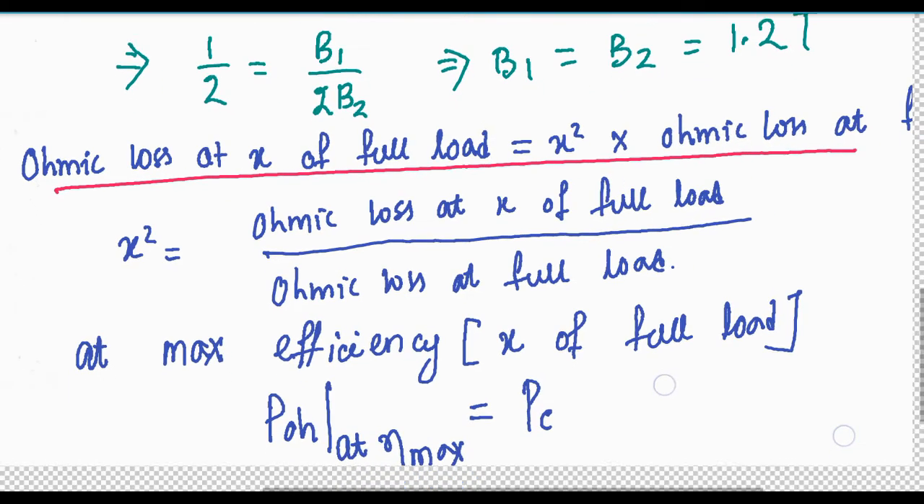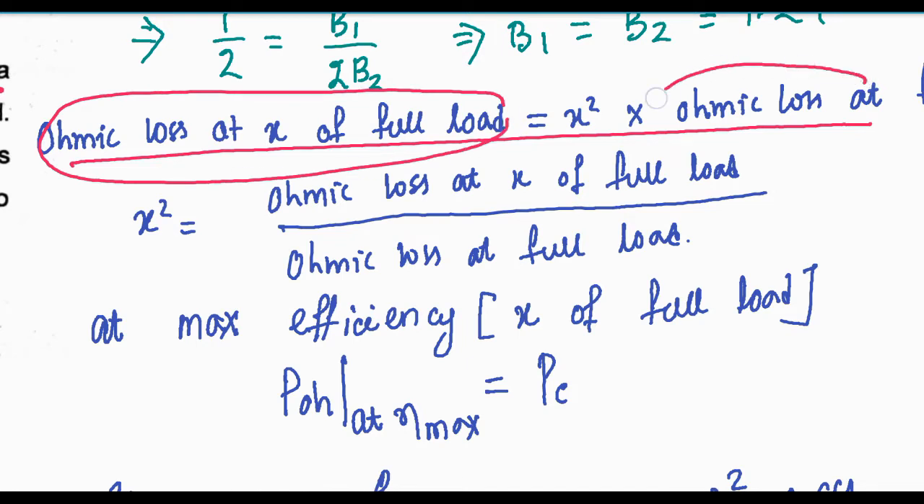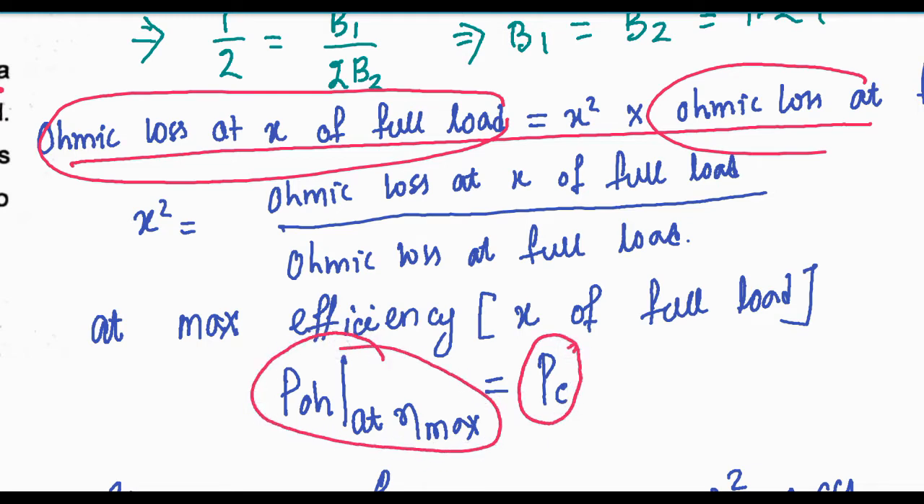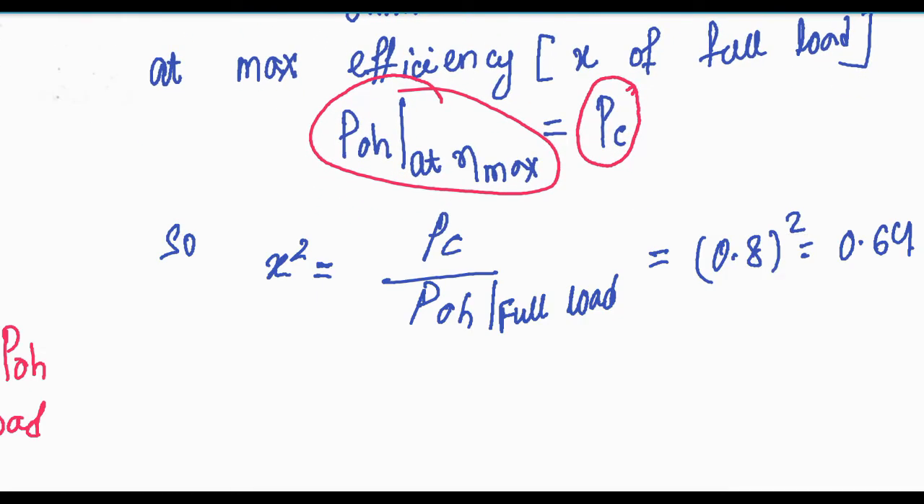So x square will be this one by this one. So x square is equal to ohmic loss at x of full load by ohmic loss at full load. At maximum efficiency, always PC, that is core loss, is equal to copper loss, that is ohmic loss. So I can write here that x square is equal to PC by ohmic loss at full load.